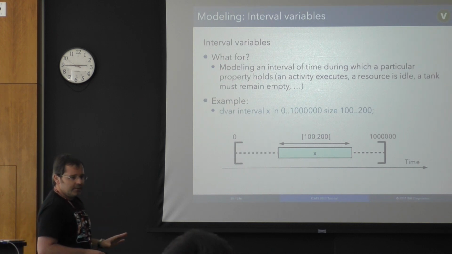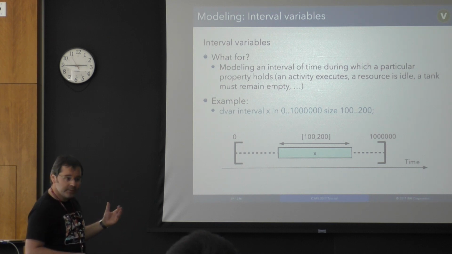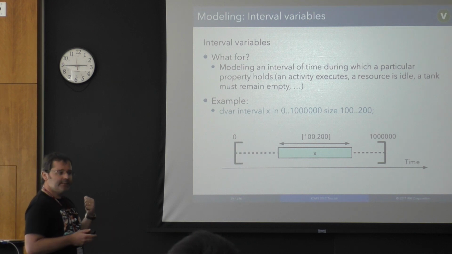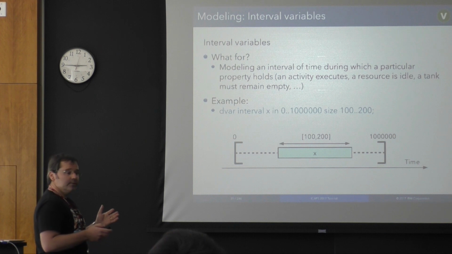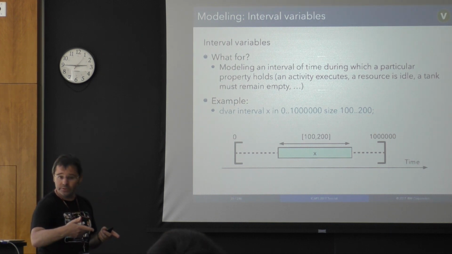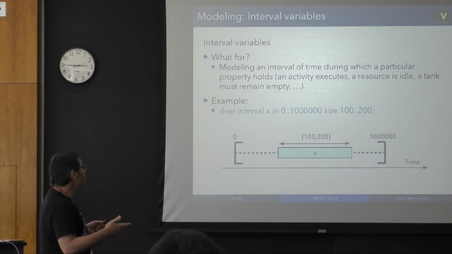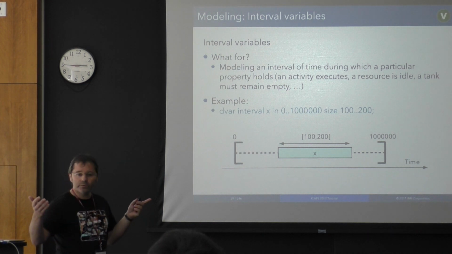Now, let's go to something more interesting. It is the notion of decision variable. And the main notion of decision variable that is introduced in CP Optimizer is this notion of interval variable. I said that when you're dealing with time, the notion of interval is something that comes naturally. This is an interval of time. So in general, it's used to model an interval of time during which some kind of property holds.